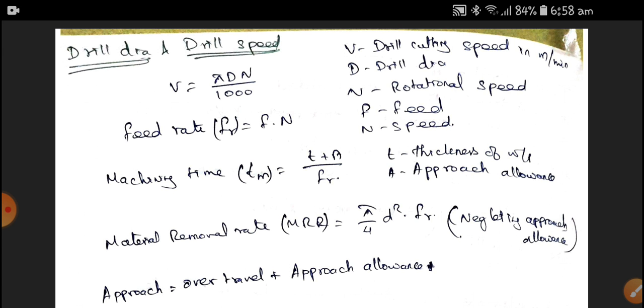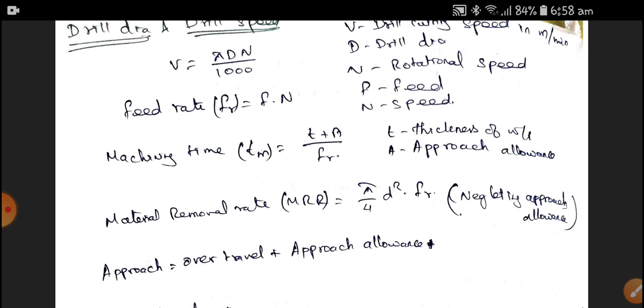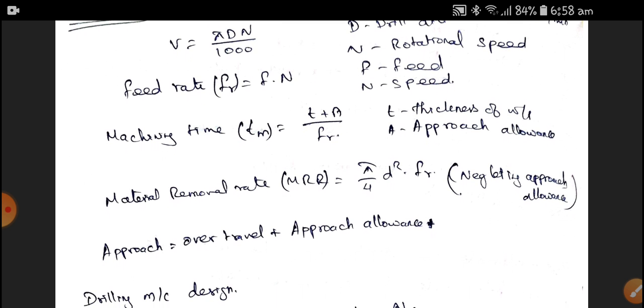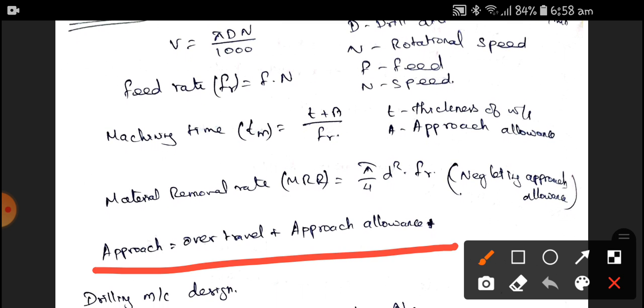Feed rate Fr is equal to F into N, where F is the feed and N is the RPM speed. The machining time T is equal to (t plus A) divided by Fr. Fr is the feed rate, t is the thickness of the workpiece, A is the approach allowance. Here I have given an approach allowance. Approach is equal to over travel plus approach allowance. So that is the allowances.